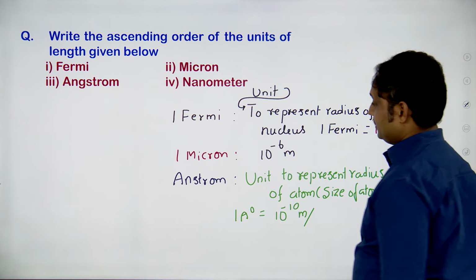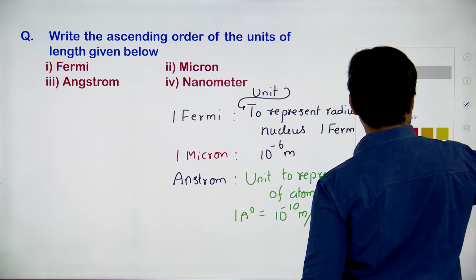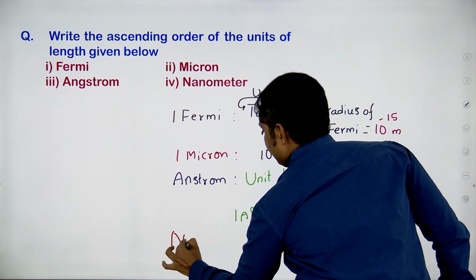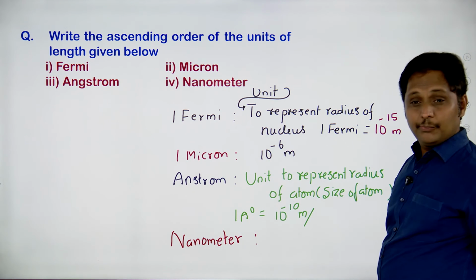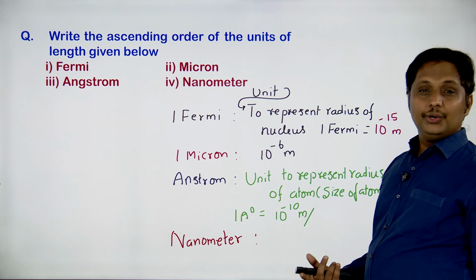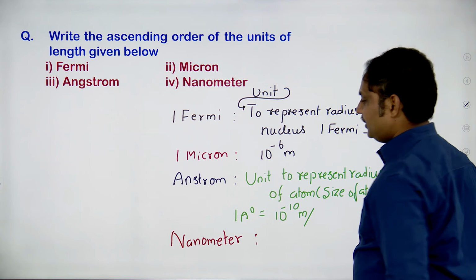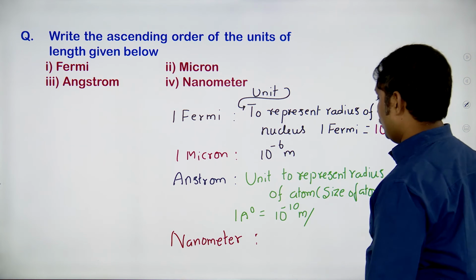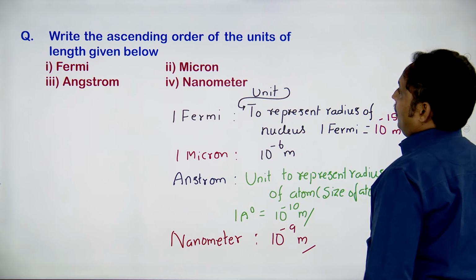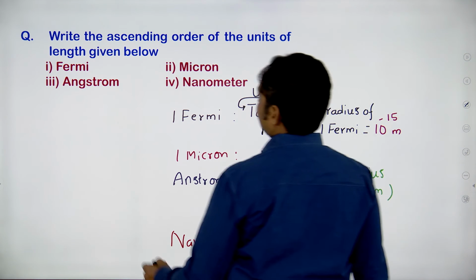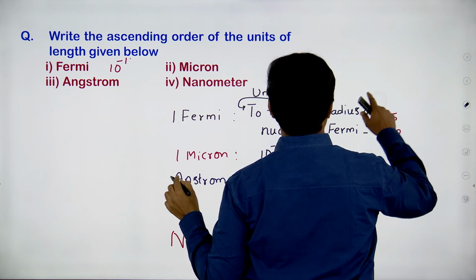Very clear. All right. Nanometer. We would like to get this one. You have to take that 1 nanometer. It is also used to represent the magnitude of that microscopic phenomenon. All right, that is going to be 10 to the power of minus 9 meter. It's very clear.